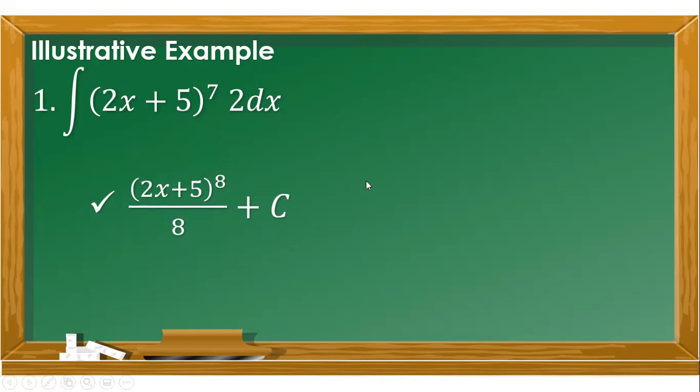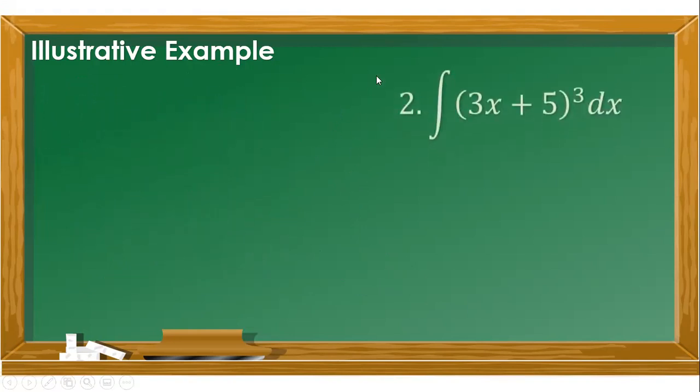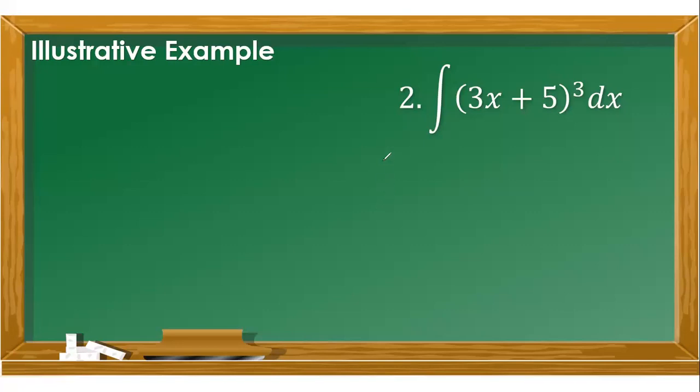Now let's have number 2. We have the integral of (3x plus 5) raised to 3 dx. Mapapansin natin walang kasama yung dx natin. But if we let u is equal to 3x plus 5, and then we get du, so that is 3 dx.